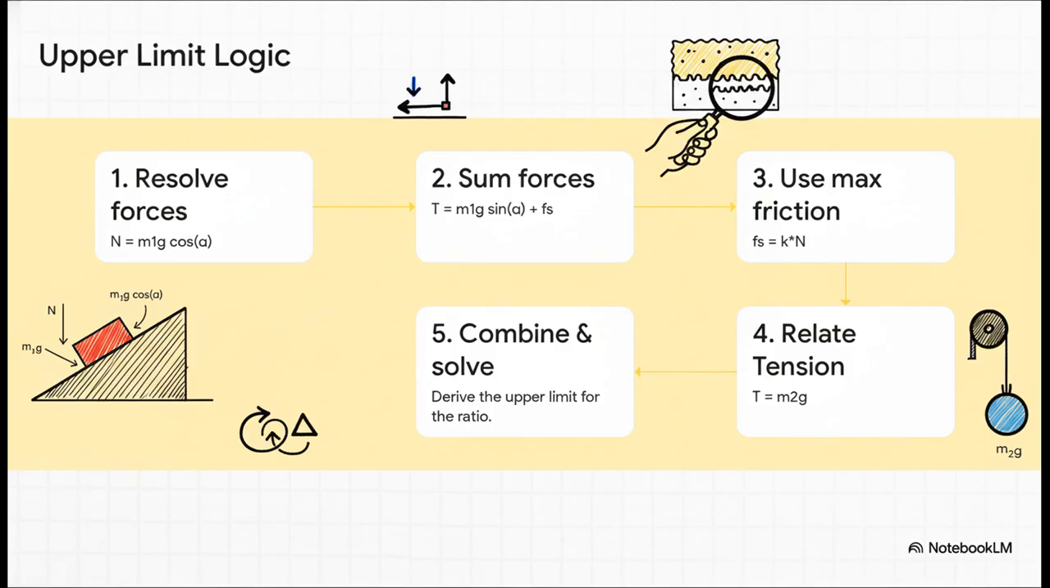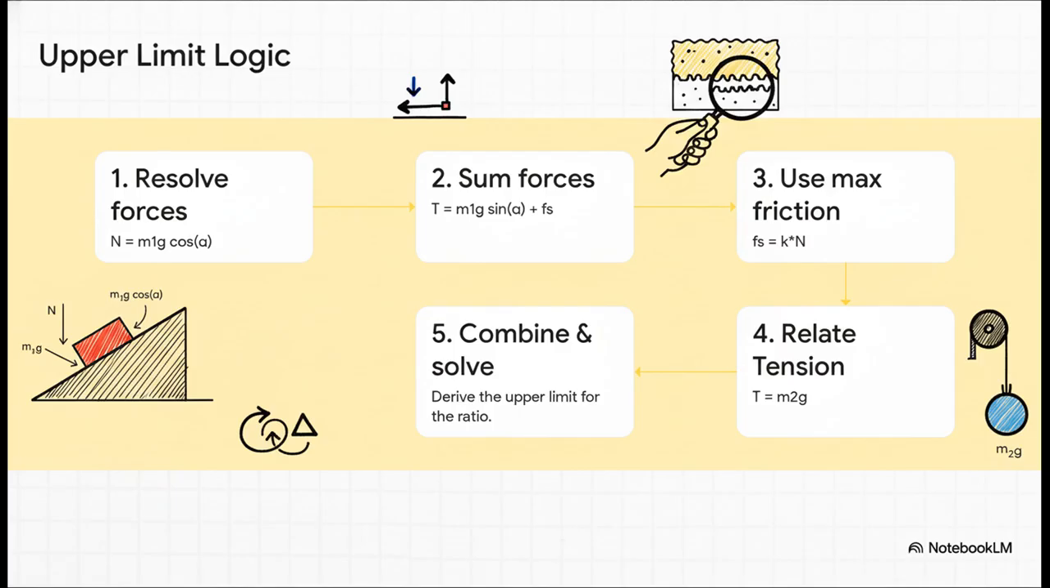Got it? Now the interesting part, the forces parallel to the ramp. We have tension pulling up. And what's pulling down? Well, two things. The component of gravity pulling it down the ramp, that's M1G sine alpha, and our maximum static friction. At that tipping point, they're perfectly balanced. So T equals M1G sine alpha plus Fs.